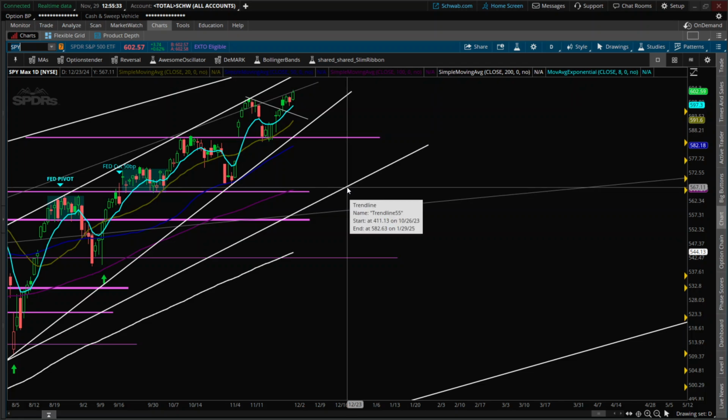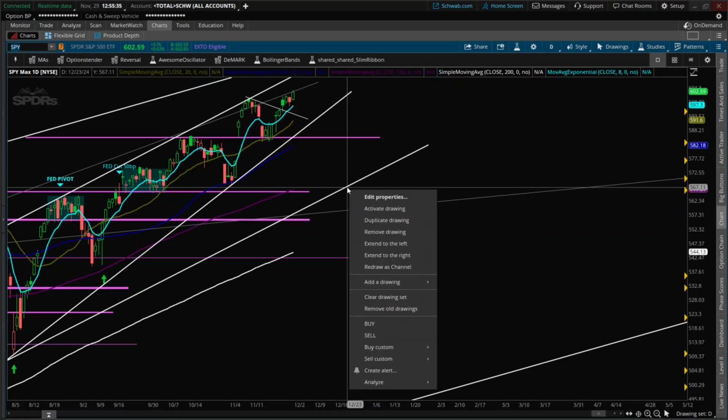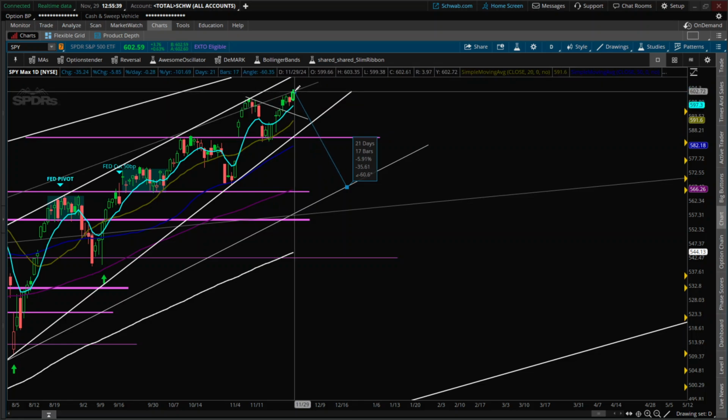So could it be we test the bottom of this trend? There's 21 days. That's less than a month there. It's about 17 bars. It's only 6%. That's half of the move. If this is to be any comparison, that's half the move in just a little bit less time.